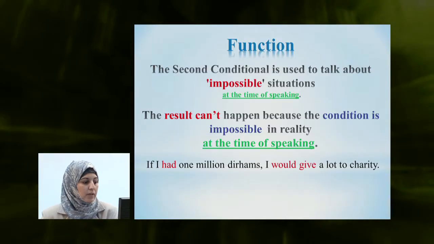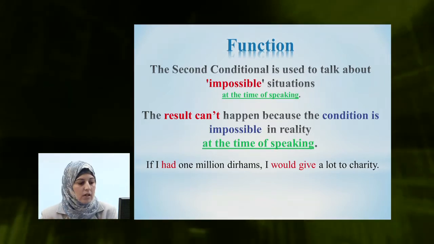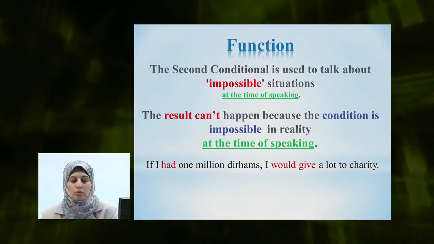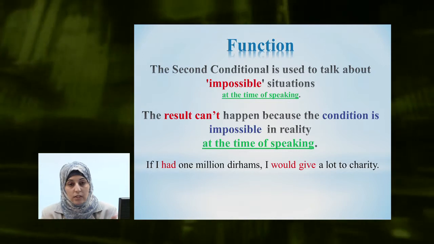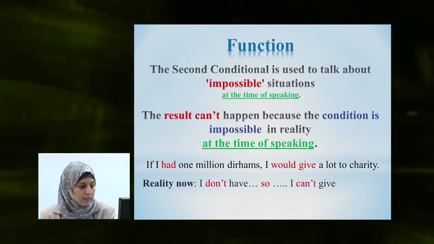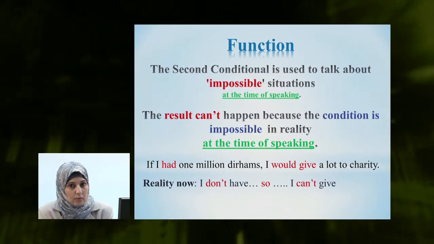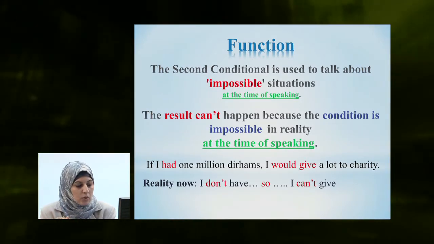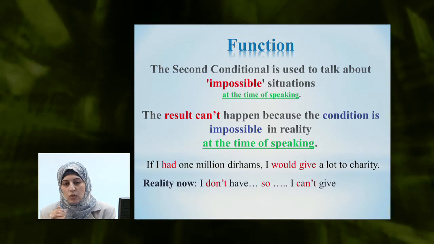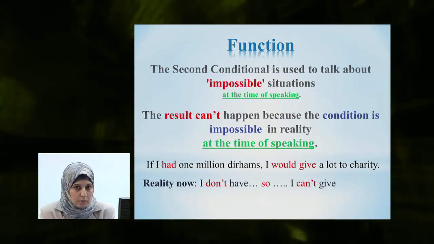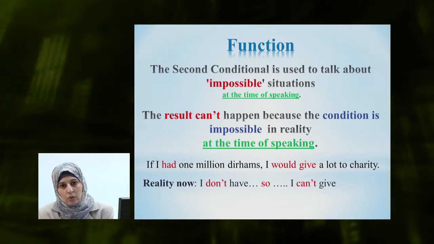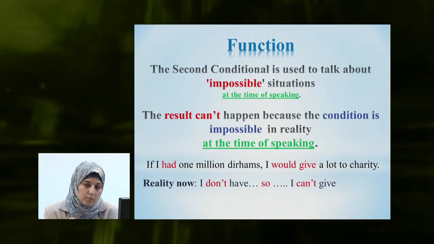Let's see this example. If I had 1 million dirhams, I would give a lot to charity. Now, what is the reality for such a sentence? In reality, I don't have the money. I don't have the 1 million dirhams, so I can't give. So again, the result, giving money, can't happen because the condition, which is having money, is impossible now.